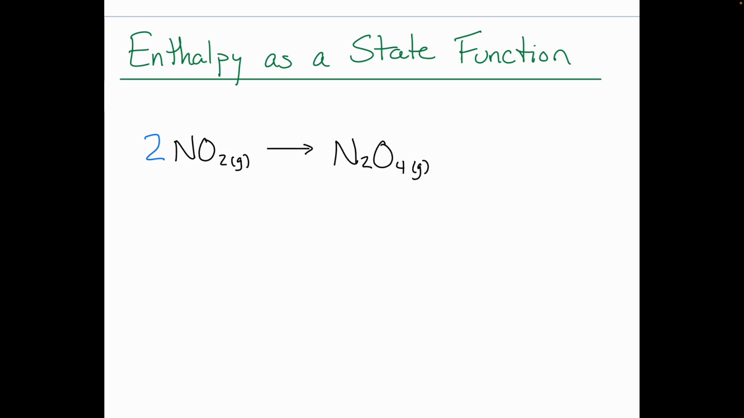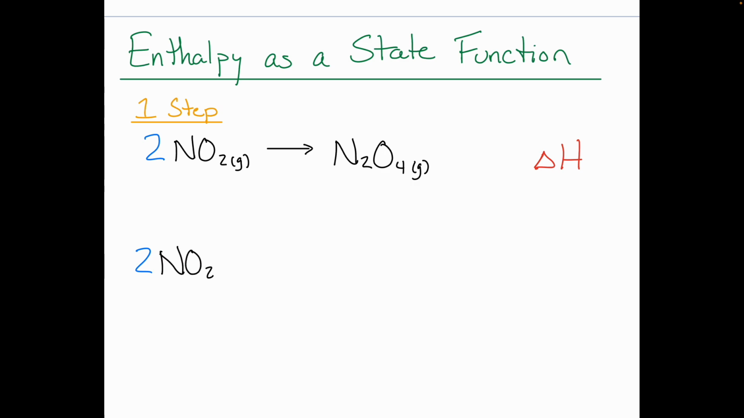All right. Now let's say that we do this in the lab and somebody measures the amount of heat that's released or absorbed by this reaction so they can tell us what the delta H of this reaction is, okay? And when they did this reaction, they just converted their nitrogen dioxide into dinitrogen tetraoxide all in just one step, okay?